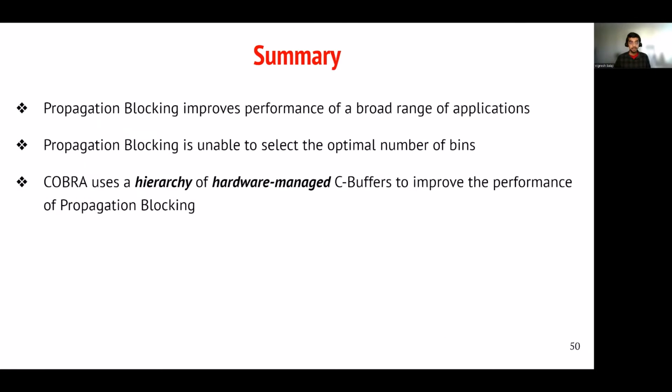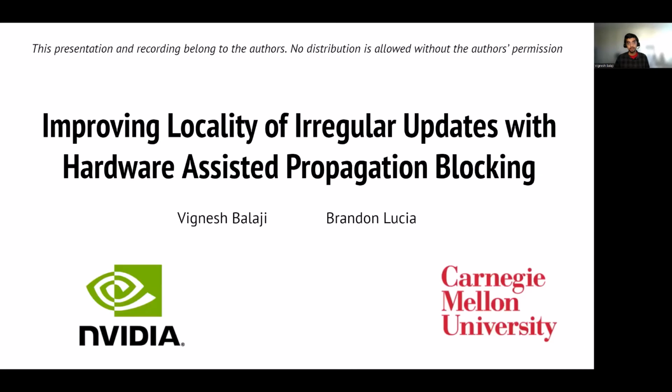So in summary, in this work, we studied propagation blocking, which is a pretty versatile software-based cache locality optimization. We showed that propagation blocking in software suffers from a limitation of not being able to use the optimal number of bins. And then we proposed Cobra, which is an architecture designed to optimize propagation blocking. Specifically, Cobra uses a hierarchy of hardware managed C buffers to improve binning performance when there are a large number of bins. There's a lot more details that can be found in the paper.